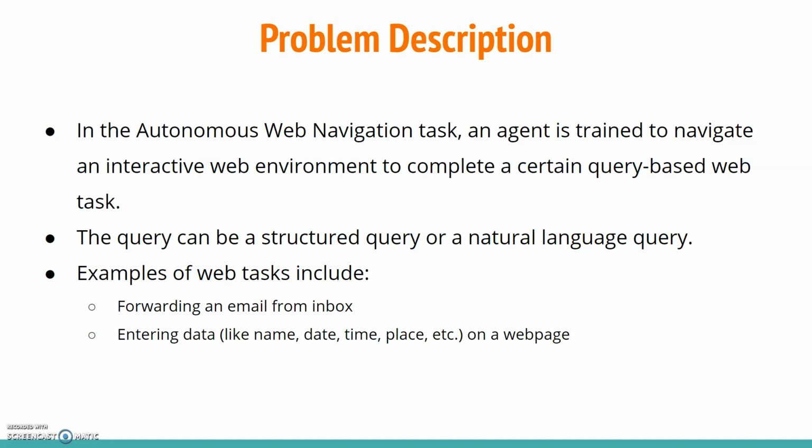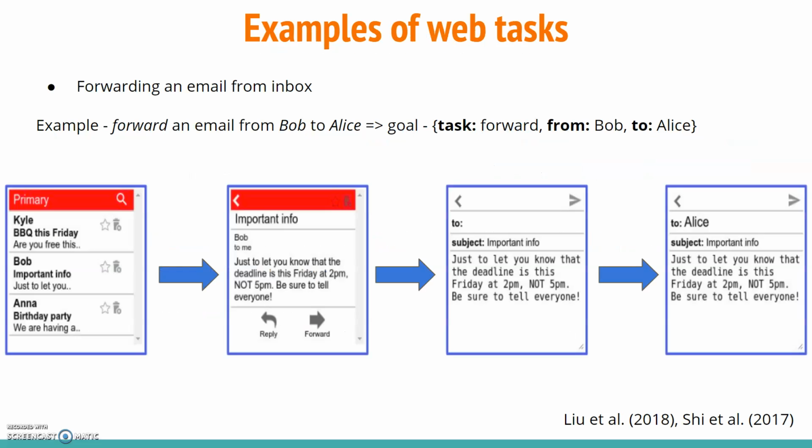An agent is trained to navigate an interactive web environment to complete a query-based web task. The query can either be a structured query or a natural language input. An example of a web task is forwarding an email from the inbox. In this example, there is a natural language input: forward an email from Bob to Alice.